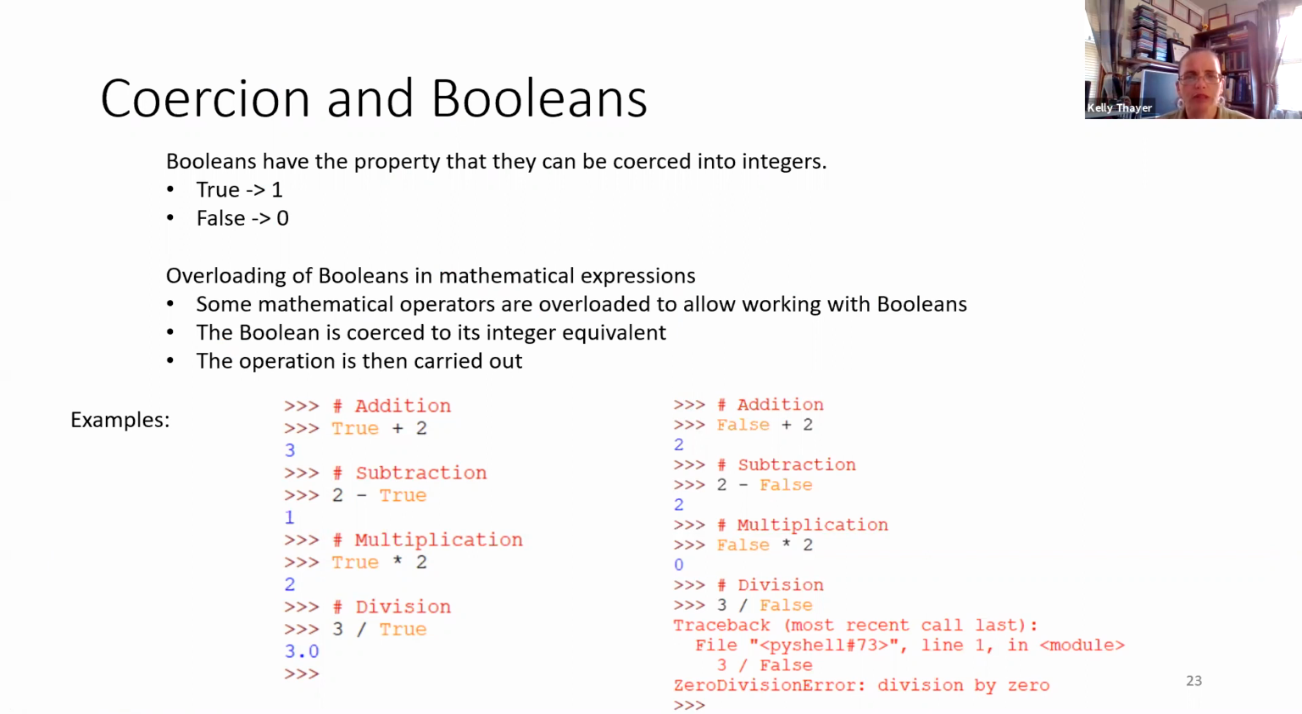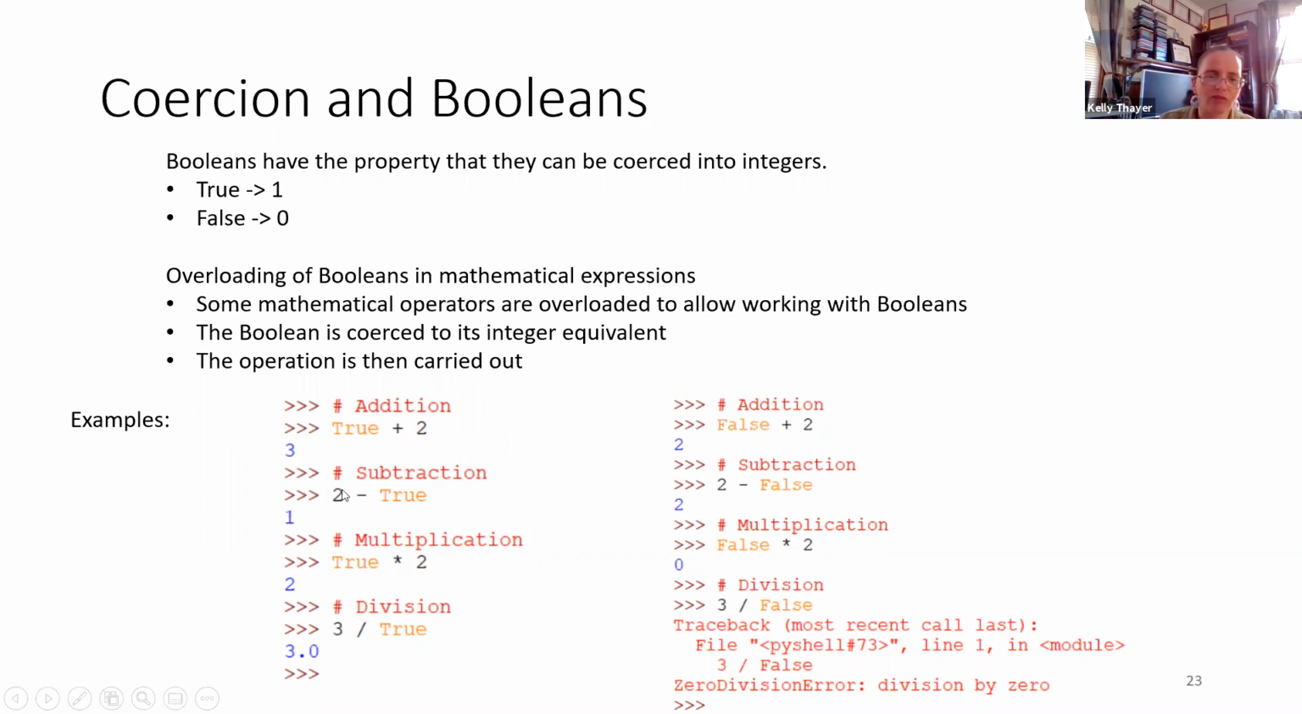Booleans have the property that they can be coerced into integers. True is 1 and false is 0. Overloading of Booleans in mathematical expressions allows some conversion of true and false, which is a very useful use of them. Some mathematical operators are overloaded to allow working with Booleans, and the Boolean is coerced to its integer equivalent. The operation is then carried out. So we can have these really bizarre things. We could have true plus 2 will equal 3, which if you didn't understand that it was undergoing coercion, you would be totally mystified by how that happened.